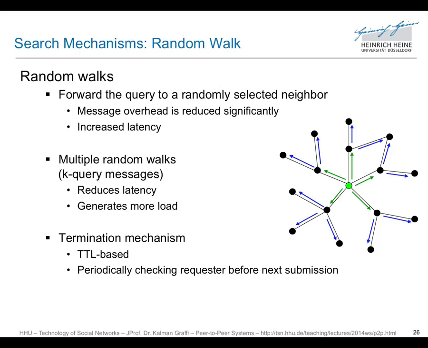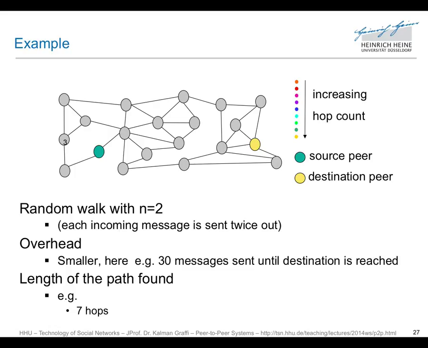There are multiple random walks. There's also a factor for how many random walks the initial node sends out. So just assume the factors are the same for the first case. And also here we have a time to live. So it's basically like flooding, just you limit the number of neighbors you send your query to. So let's see how this works.